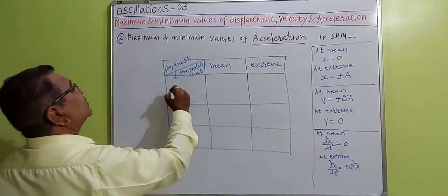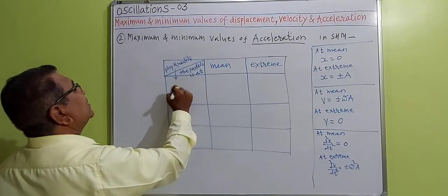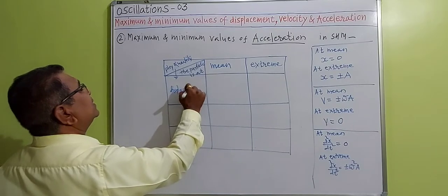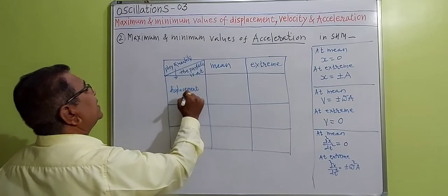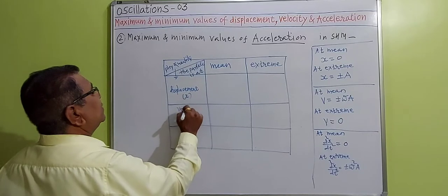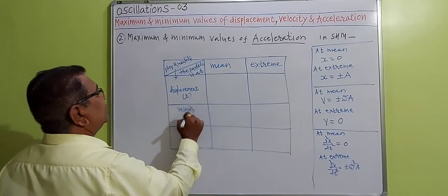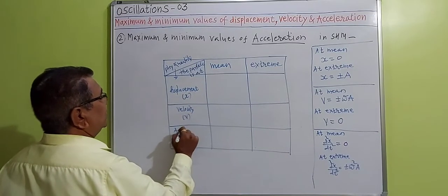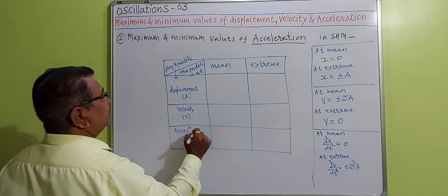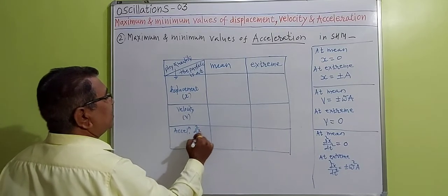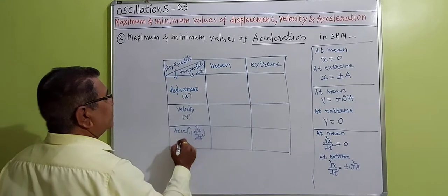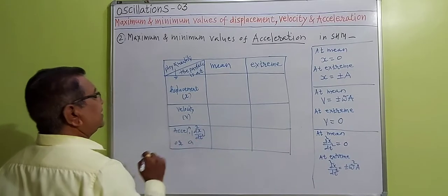We can write here: displacement x, here velocity v, and here acceleration d2x by dt square, or simply we can say a.